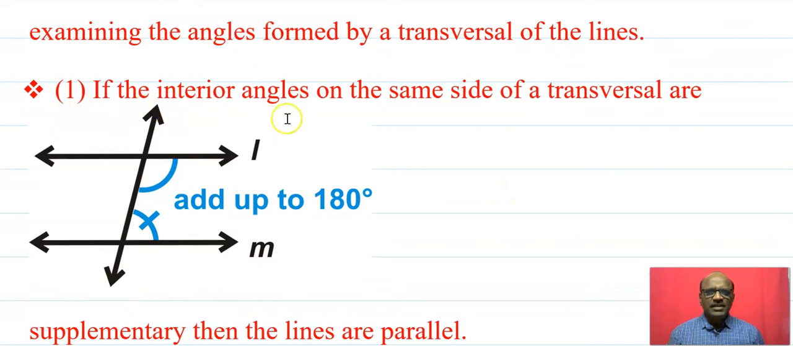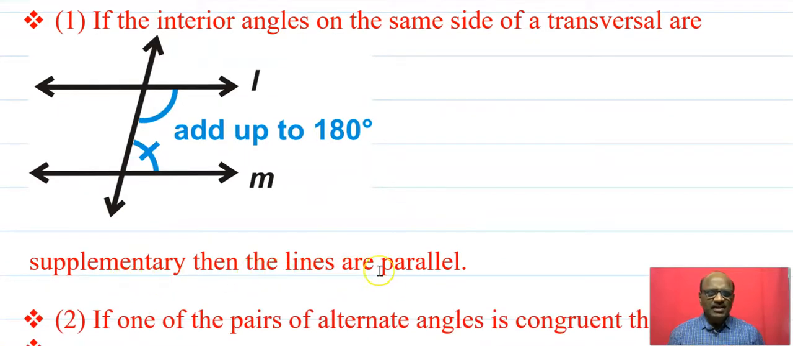If the interior angles on the same side of the transversal are supplementary, then the lines are parallel. Now in this figure, here are lines L and M, and this is their transversal. If we add these two interior angles, and if their sum is equal to 180, then line L is parallel to line M. This is the interior angle test.